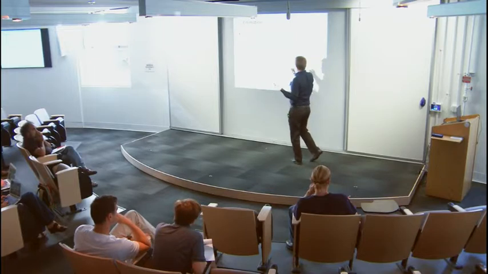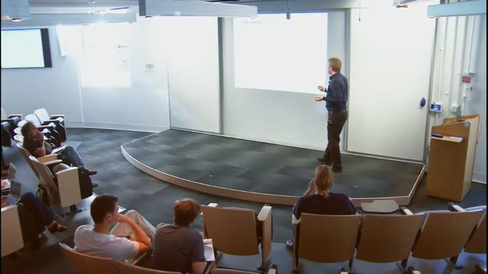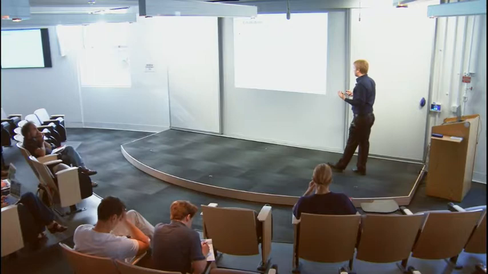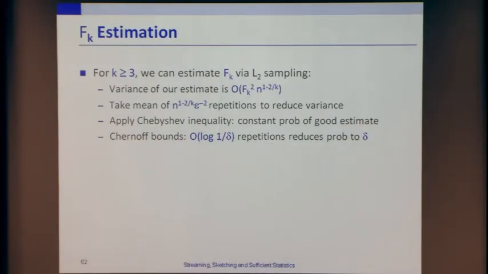So where are we? We're trying to estimate Fk via L2 sampling. We have an estimator with the correct expectation that has bounded variance, bounded in terms of the square of the quantity we're trying to estimate, and this is a moderate polynomial in n. So if we take a large enough number of repetitions, in particular n to the 1 minus 2 over k times 1 over epsilon squared repetitions, this is going to pull down the variance to epsilon squared times Fk squared.